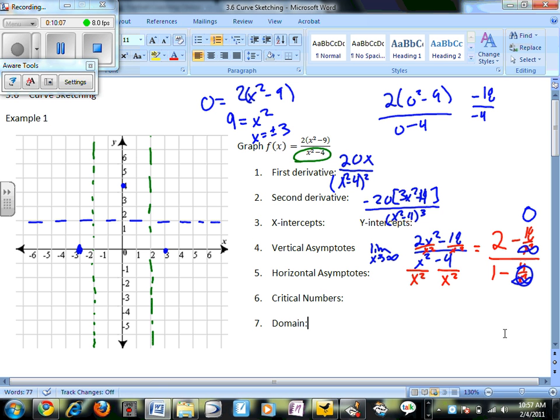All right, critical numbers. Critical numbers are when we set the derivative equal to 0, and also when our derivative is undefined.